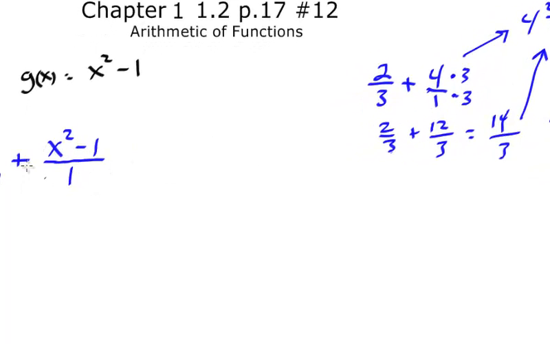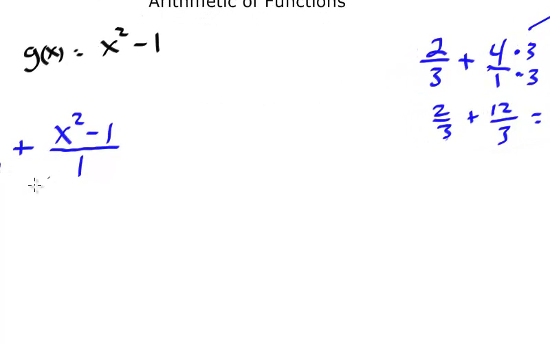I'm going to get a groovy color here. But instead of multiplying this by 3, we're going to multiply this by x plus 1. And so on the next line, we would recopy this. And then over here, the bottom would be 1 times x plus 1, which is just x plus 1. So congratulations, we have the same denominators.